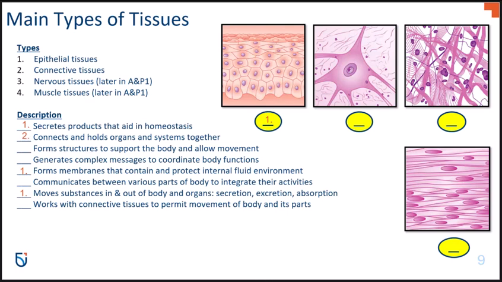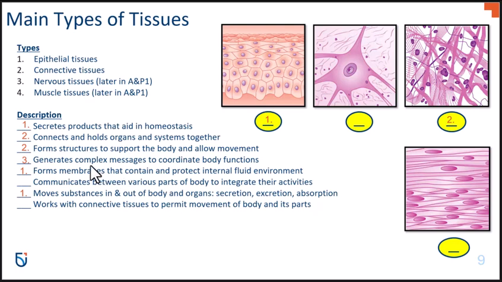Next up is connective tissue. As the name suggests, it's going to connect and hold organs and various systems in our body together. It's going to be sort of a framework, the structure that supports our body but also allows us to move. And this is an image of connective tissue here, so you can see the pattern of different fibers that are moving in different directions, which is supportive in function.